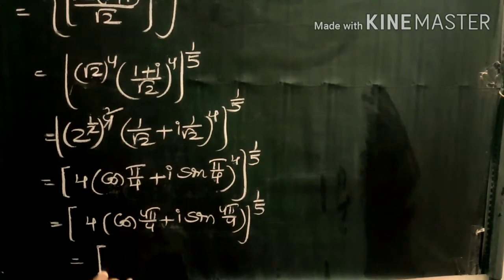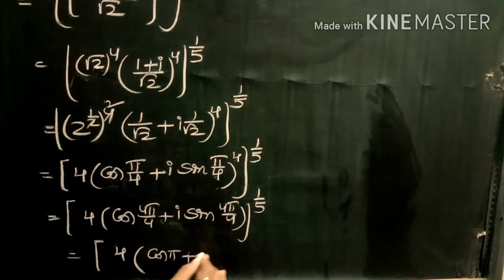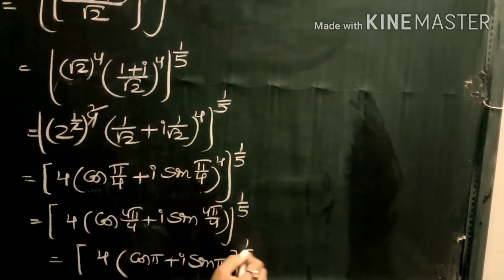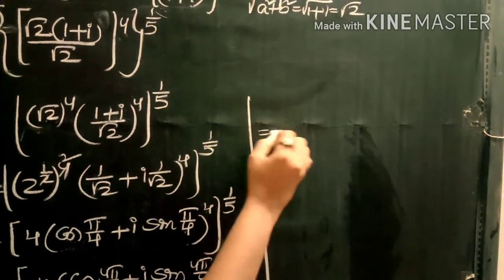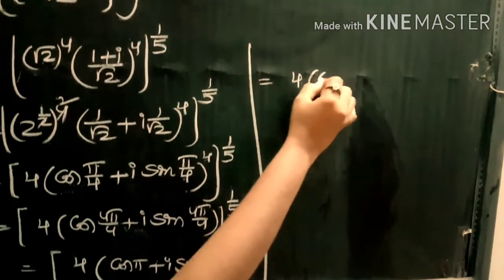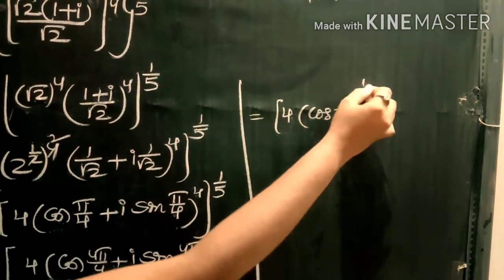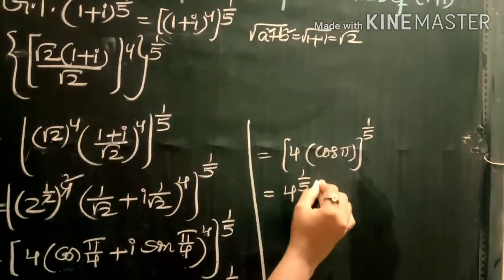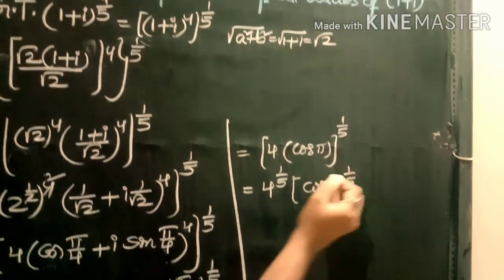And this is equal to 4 into cos pi plus i sin pi, whole power 1 by 5. And this is equal to 4 into cos pi plus i sin pi, which is nothing but cis pi, power 1 by 5. Now separating the power here, 4 power 1 by 5 into cis pi power 1 by 5.